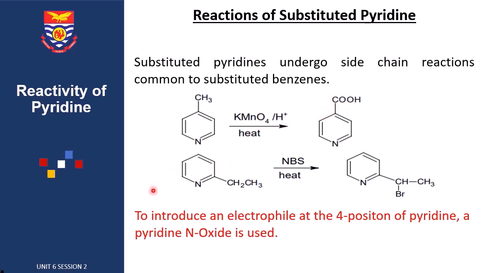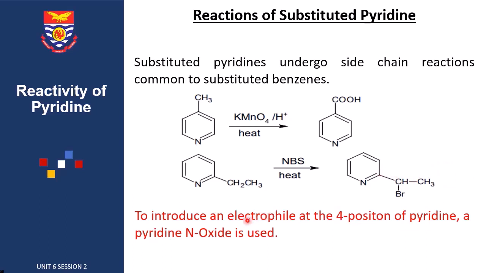And then we also have another substituted pyridine here. Here our ethyl group is being treated with N-bromosuccinimide and then heated to produce our side chain alkyl halide product.